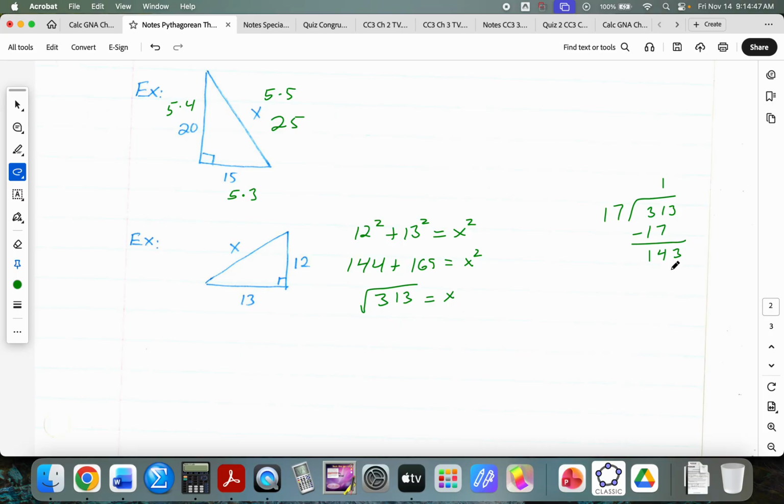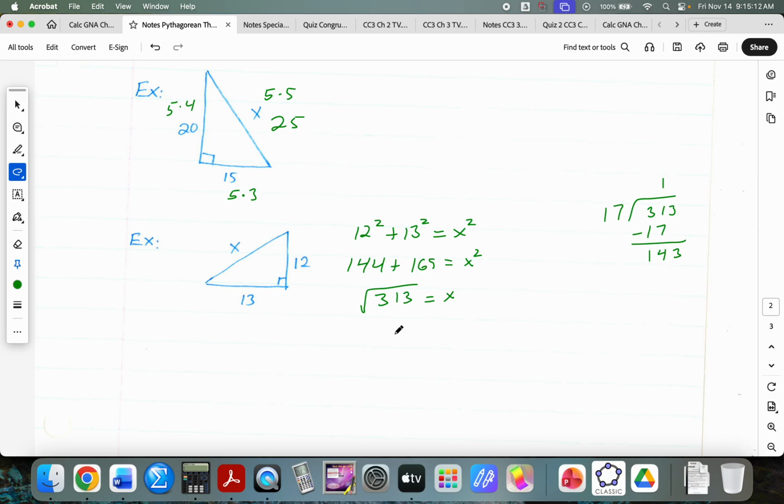Yeah, no. 90, 63. Oh, yeah. 17 times 9 is 153. Man, that was close. Yeah, I don't think it simplifies at all. I'll double check. Oh, yeah, it does not. That's going to happen sometimes.